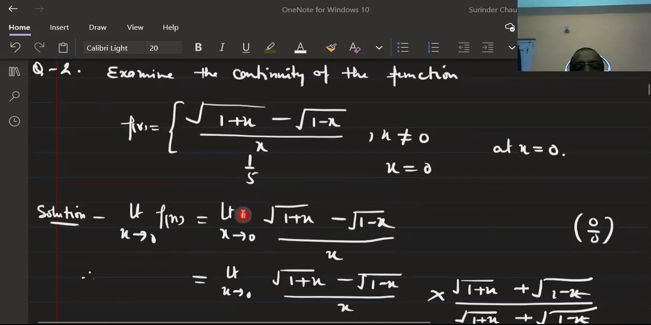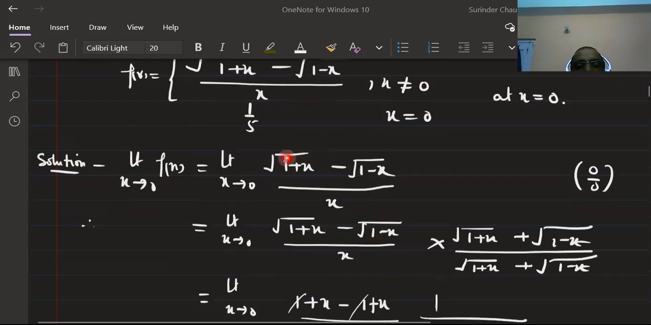Again, we don't find the left and right limits at 0; we just find the limit, since both limits will be the same. Therefore the limit as x goes to 0 of f(x) is equal to the limit as x goes to 0 of (square root of (1 plus x) minus square root of (1 minus x)) upon x. Now in order to find this limit, if we replace x by 0, this is a 0 by 0 form.